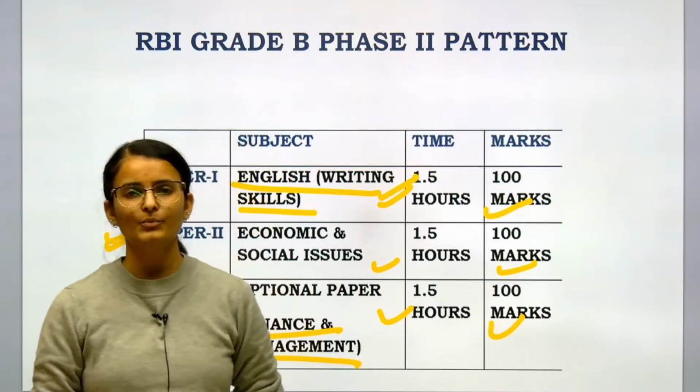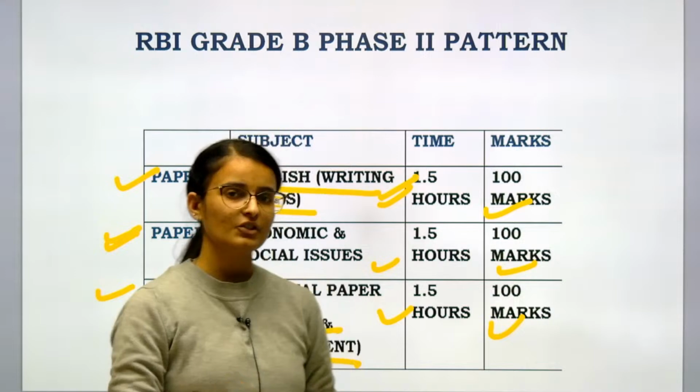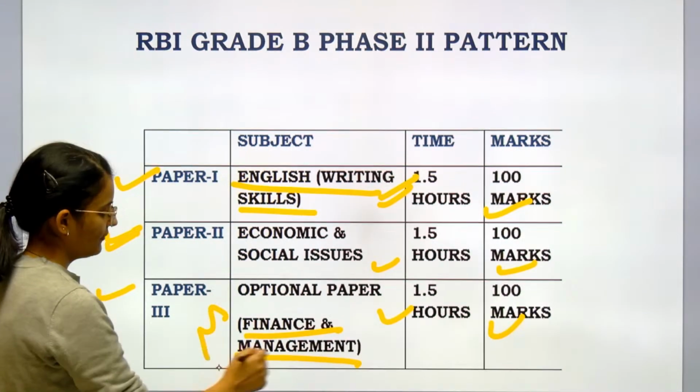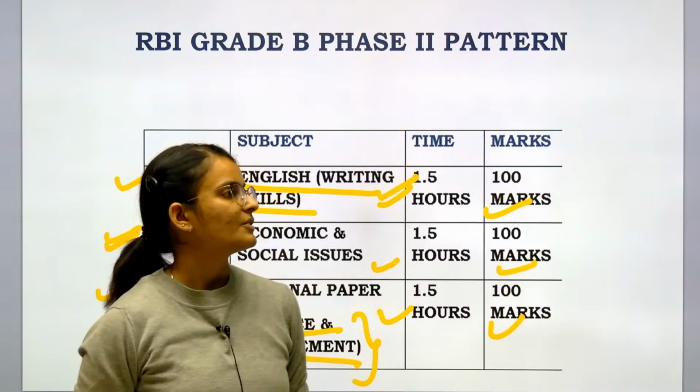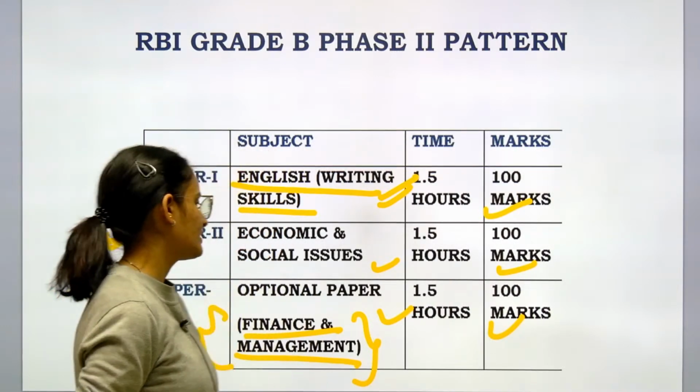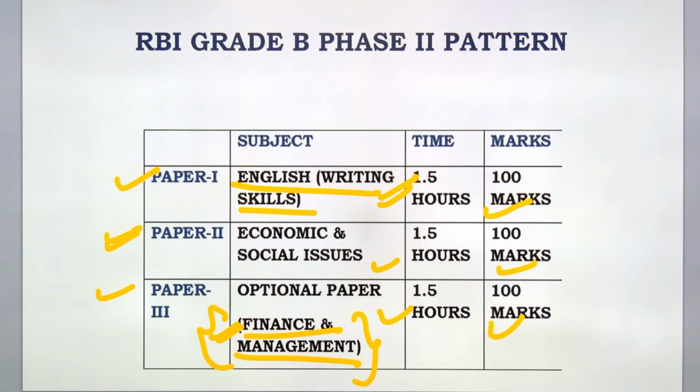Optional means that there are 2 more subjects for different streams. I am talking about general. For general, paper 3 is finance and management. For other posts, it is statistics and other subjects. We are talking about general, so for general, paper 3 is finance and management.